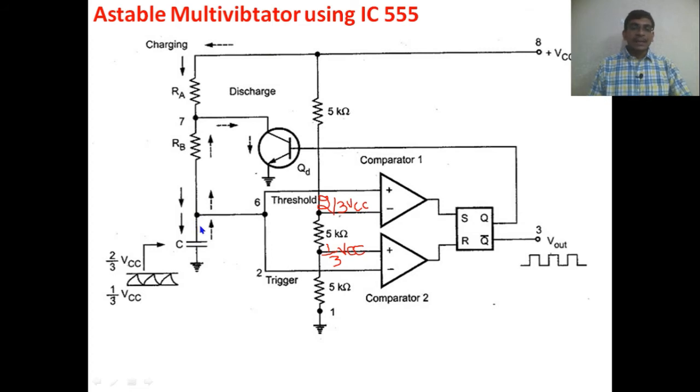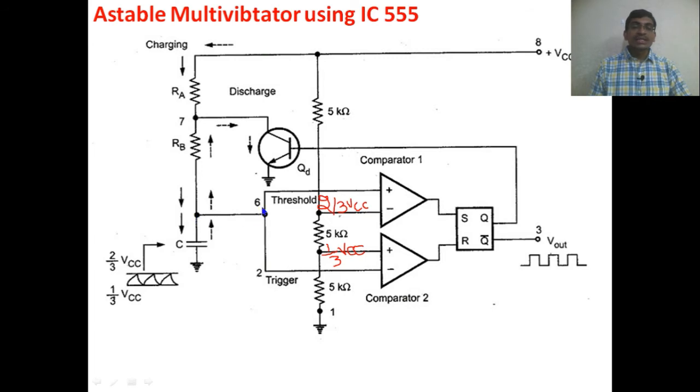This capacitor voltage is given to the second pin as well as the sixth pin of our 555 IC. The sixth pin is the threshold voltage of the upper comparator and the second pin is the trigger voltage of comparator 2. So the capacitor starts charging linearly like this. When the voltage across the capacitor reaches 2 by 3 VCC, then what happens?